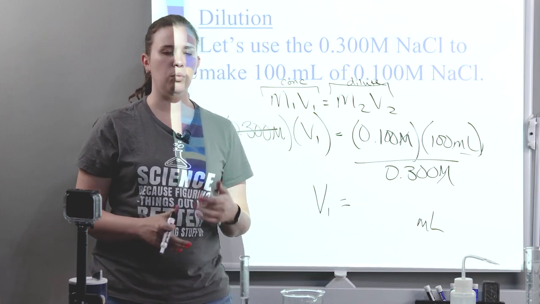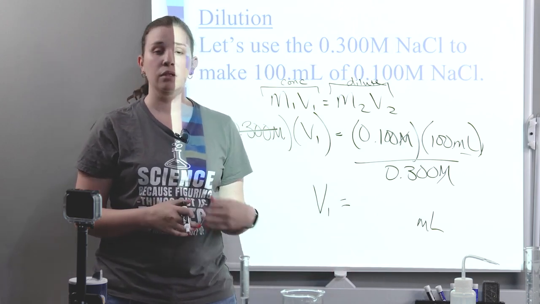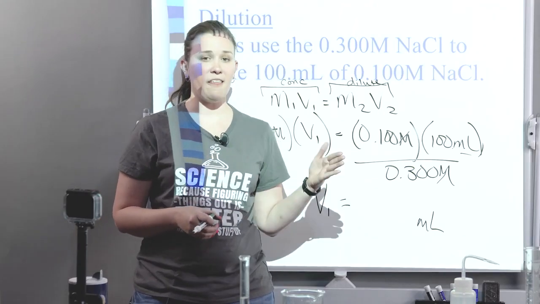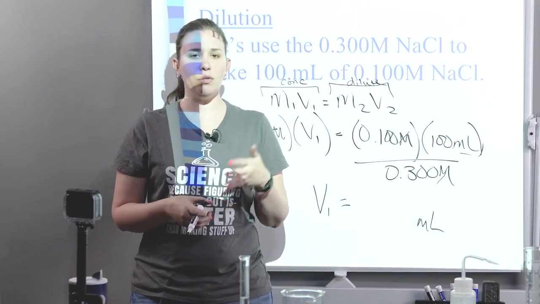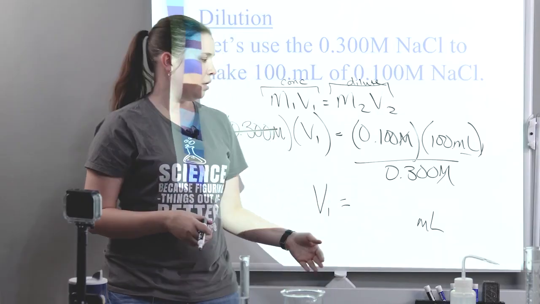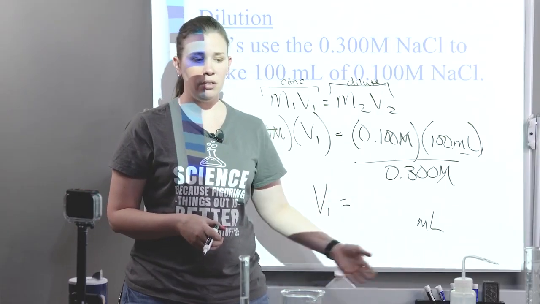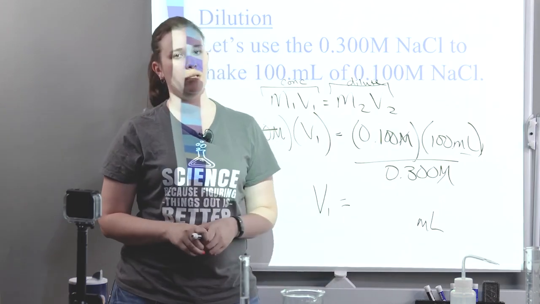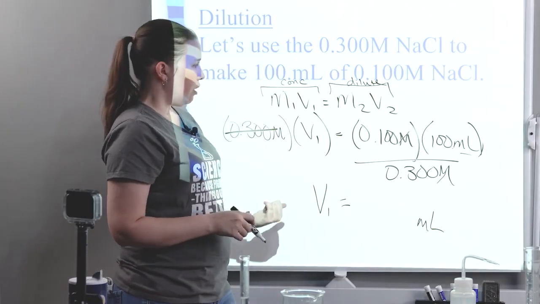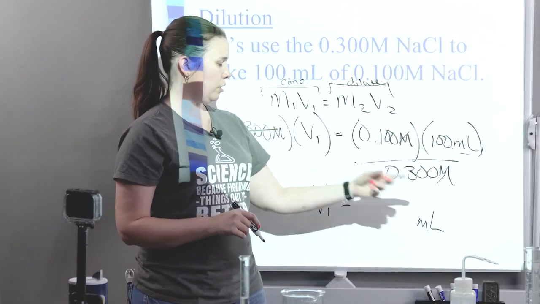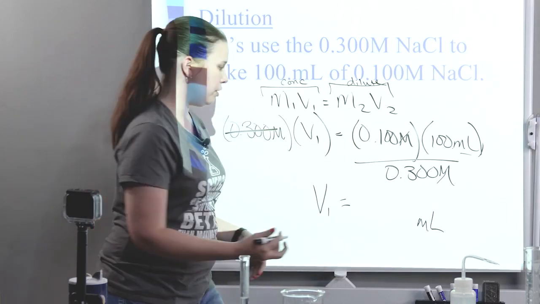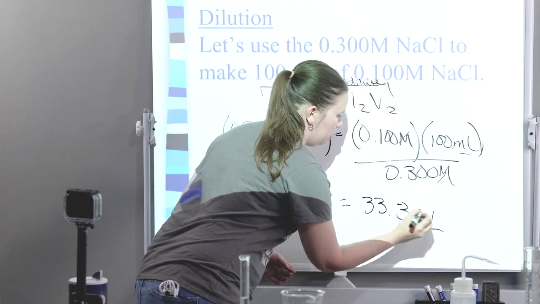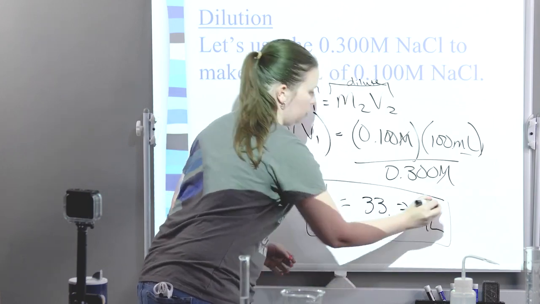Often here I get asked, well, weren't we supposed to be in liters? Well, yes, if you're using molarity equals moles over liters. We're not using that exact formula, so we don't have to abide by those exact rules. It's fine if you want to convert it to liters, but most of your volumetric flasks are labeled in milliliters. So I'm going to go ahead and leave it in milliliters. So now the question is, what is 0.1 times 100 divided by our 0.3? And that's going to be 33.3 using the 3 significant figures.